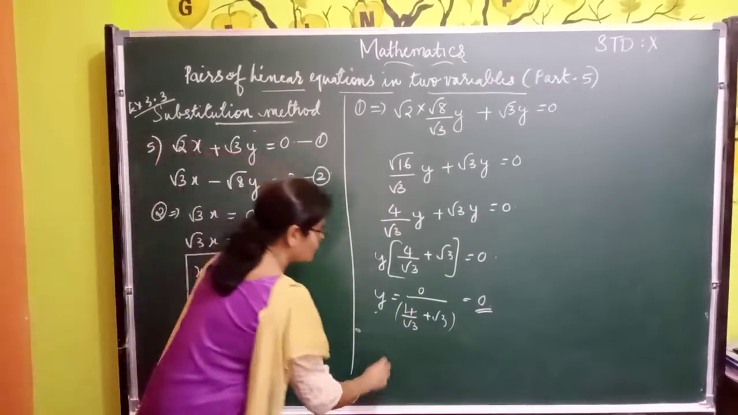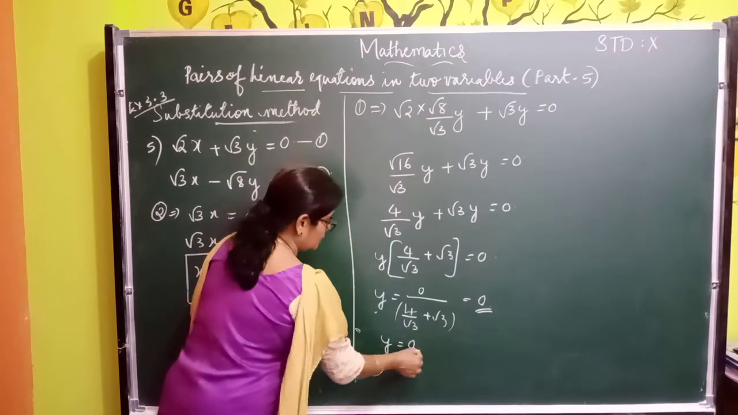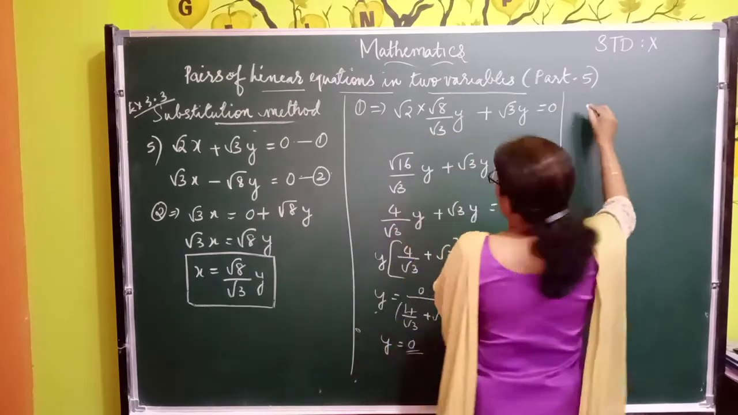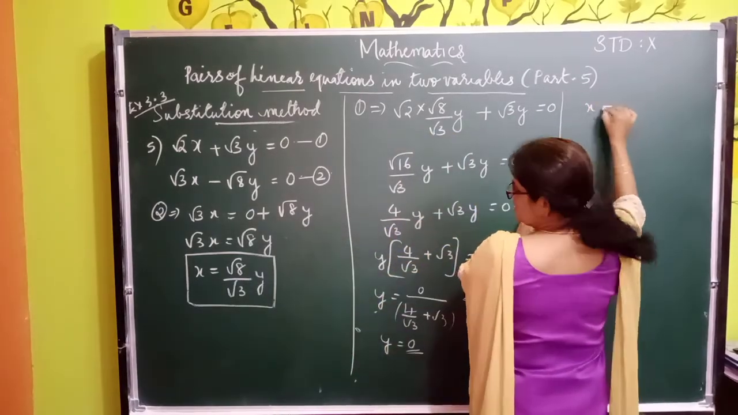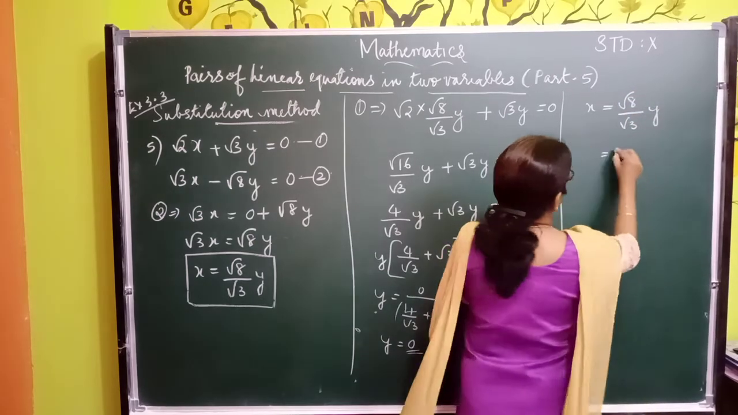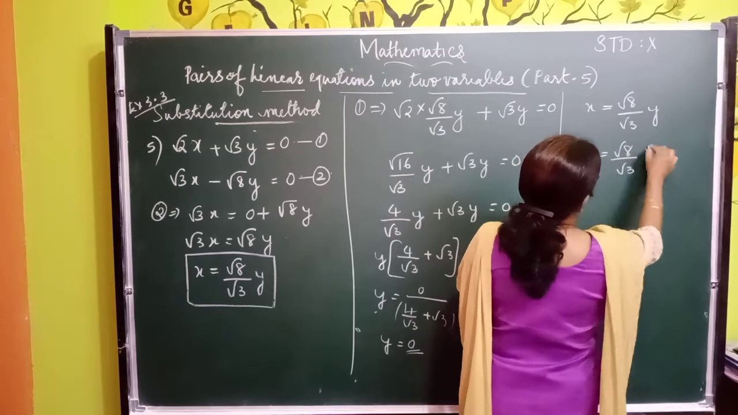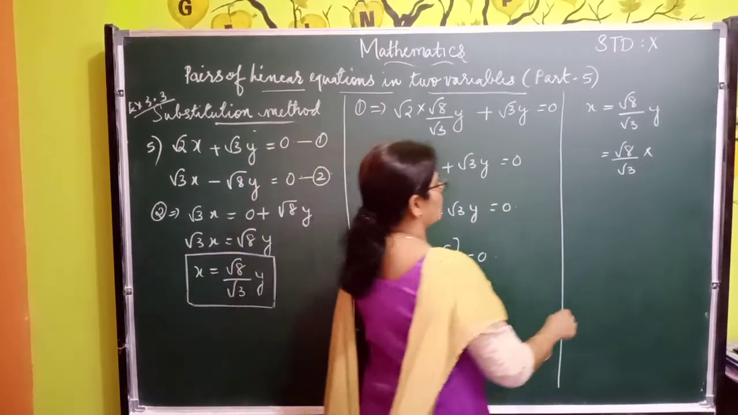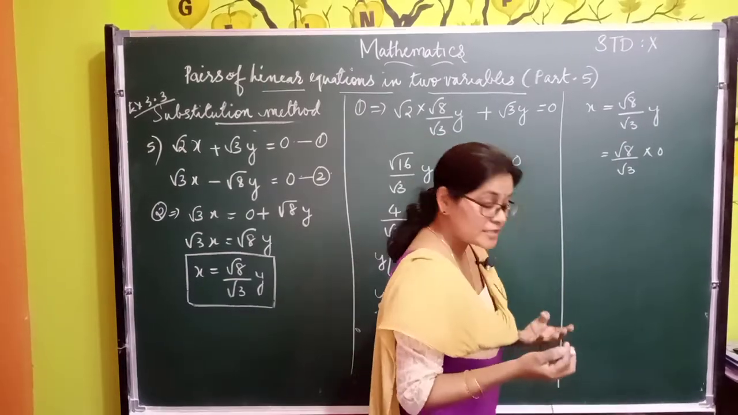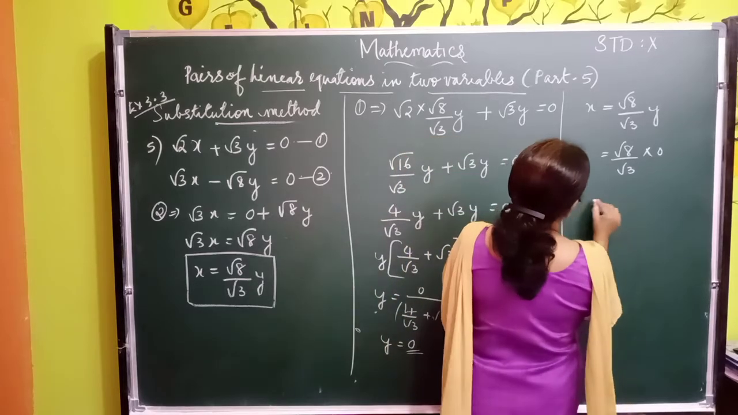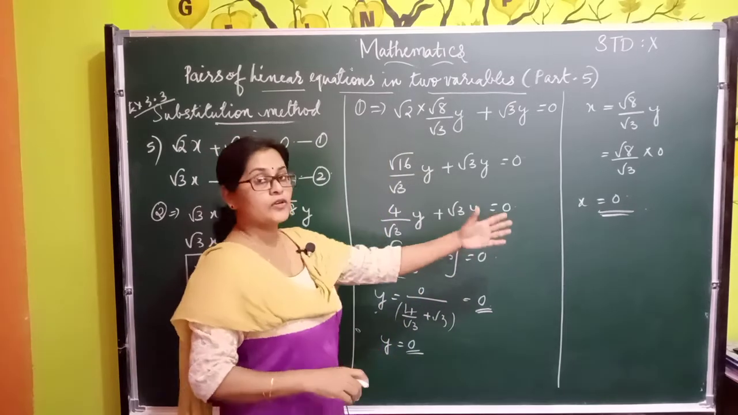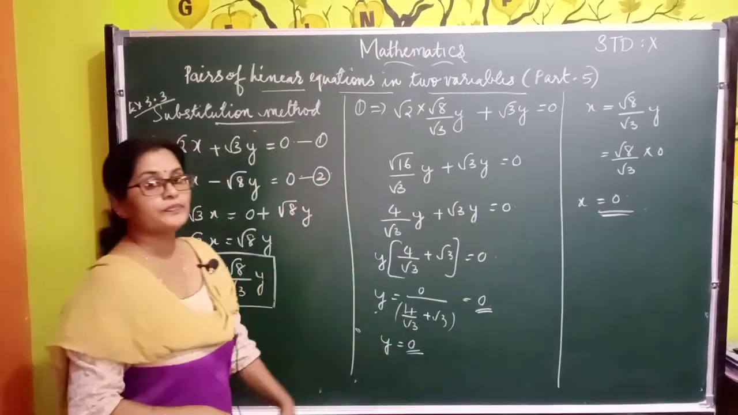So here we have y equals 0. Now I have x here. x is equal to root 8 by root 3 y. Now root 8 by root 3 into the value of y, which is 0. So any number, rational or whatever it is, multiplied by 0 is 0 itself. Therefore, x is equal to 0. So I have x is equal to 0 and y is equal to 0. Okay?